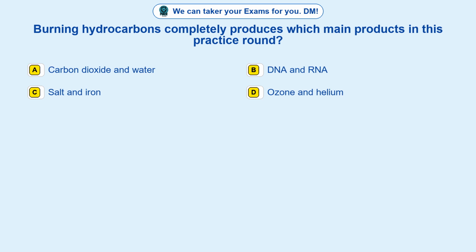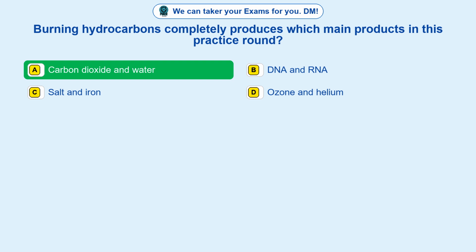Question 55. Burning hydrocarbons completely produces which main products in this practice round? Option A, carbon dioxide and water. Option B, DNA and RNA. Option C, salt and iron. Option D, ozone and helium. The correct answer is option A.